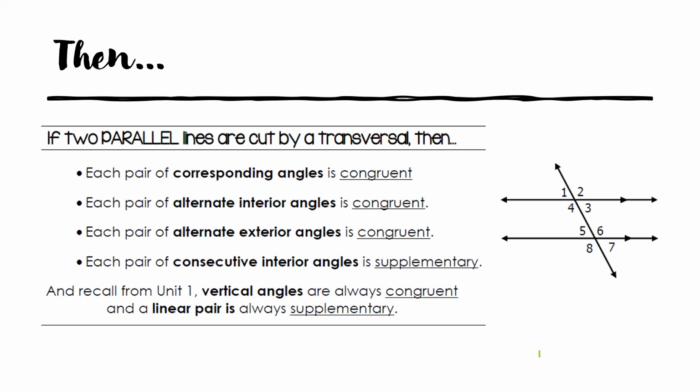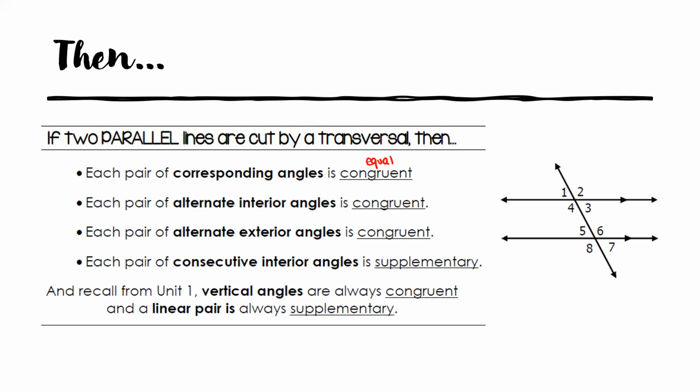And that is, if two parallel lines are cut by a transversal, then there's more that we can find out about these different angle pairs. It says each pair of corresponding angles are congruent. As we reviewed before, congruent means that they are equal. So corresponding angles are actually equal to each other. For example, here, angle 1 and angle 5 are equal to each other. Angle 4 and angle 8, angle 2 and angle 6, and angle 3 and angle 7 are also equal to each other.